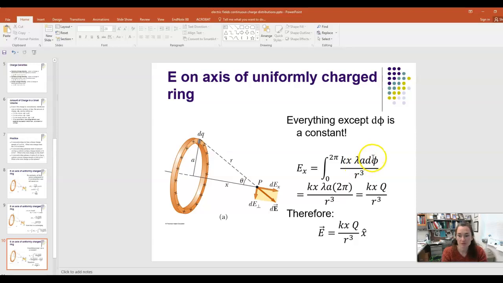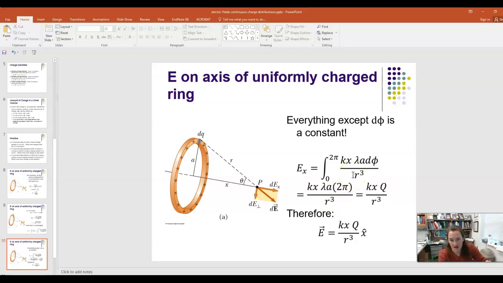Now, going to the next, I'm going to perform this integral. Everything except the d phi here is a constant. x doesn't change, a doesn't change, lambda is a constant, k is a constant, r is a constant. I can pull all of those things outside of my integral, and I just end up with the integral of d phi, right? If I do that, then my answer is phi. And I evaluate phi from 0 to 2 pi. I get 2 pi minus 0, and it becomes 2 pi. So my integral of Ex is kx lambda a times 2 pi over r cubed. Right? If you need to think about that for a second, go ahead and pause the video and do so.